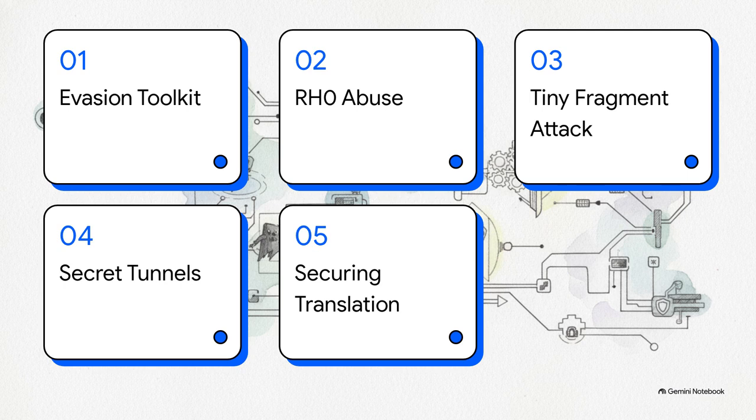We're hitting 5 main sections today. First, the Evasion Toolkit. Second, routing header 0 abuse. Third, the tiny fragment attack. Fourth, secret tunnels. And finally, securing translation. Let's get right into it.